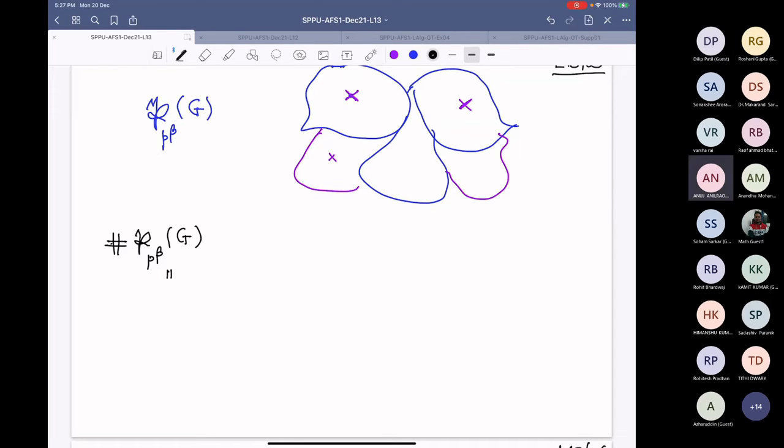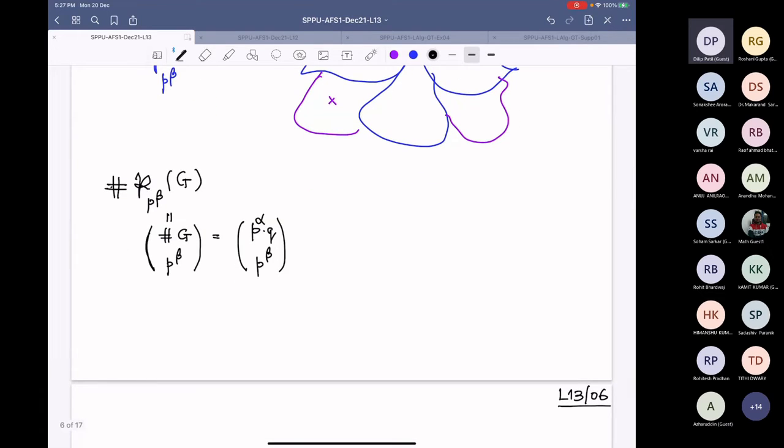Who is the answer? Anuj. Yes, sir. This cardinality is precisely the cardinality of G choose p power beta. Among so many elements, I am choosing p power beta, and there are so many possibilities. So this is the cardinality. This is the same thing as p power alpha times q choose p power beta. That is the cardinality. This binomial coefficient.